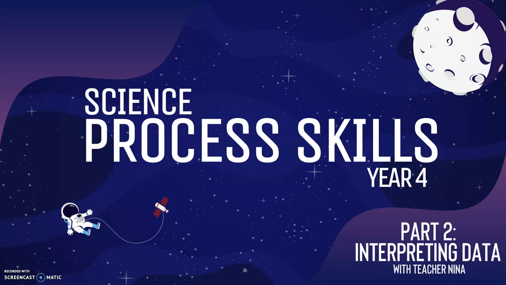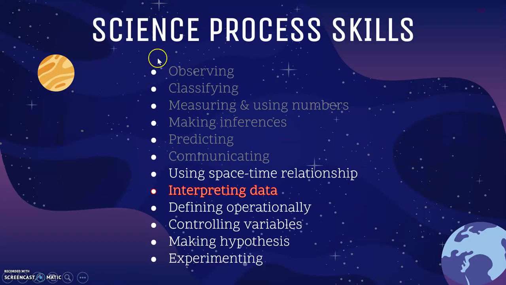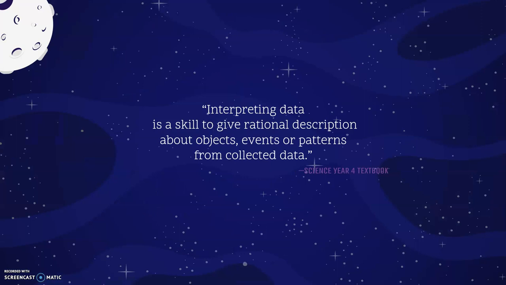Are you ready? Great. Now let's do a little bit of a recap. There are 12 science process skills that you need to know, remember and apply, and today we are going to learn the seventh science process skill, which is interpreting data. Okay, let's jump to it. What is interpreting data? It is a skill to give rational description about objects, events, or patterns from collected data.